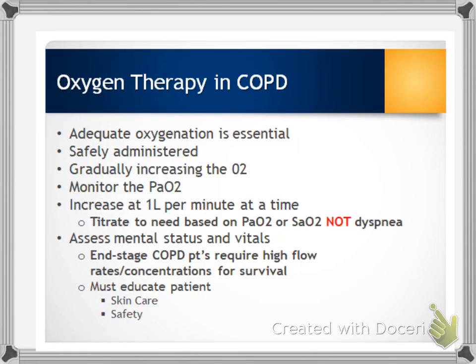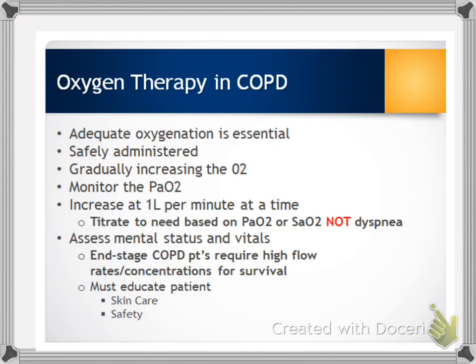When we think about oxygen for our COPD patient, for many it is essential for survival. So we have to think about safe administration of oxygen for our COPD patients. Something that's a little bit different for COPD patients in comparison to other patients is that we increase our oxygen slowly. We don't just crank them up to 10 liters on a mask right away. We're going to start them out slowly and increase. So if they haven't been on oxygen before, we'd be starting out with a nasal cannula, moving up to a simple mask, and so forth.